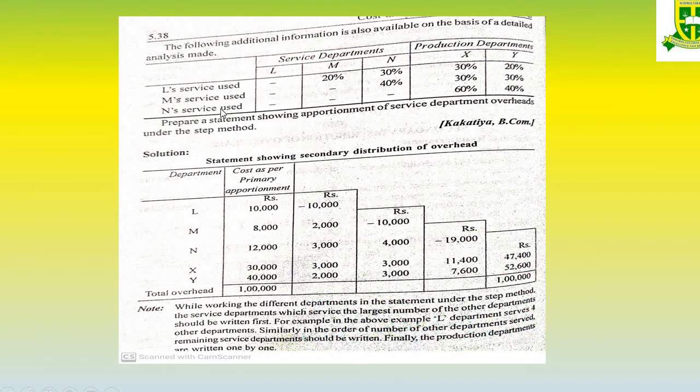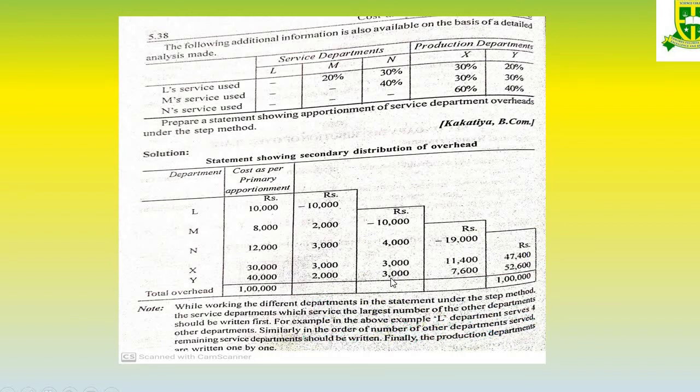Now I am going to distribute the M value among three departments, N, X, Y, in the ratio 4:3:3. So 10,000 into 4 by 10 is 4,000. 10,000 into 3 by 10 is 3,000. And 10,000 into 3 by 10 is 3,000.